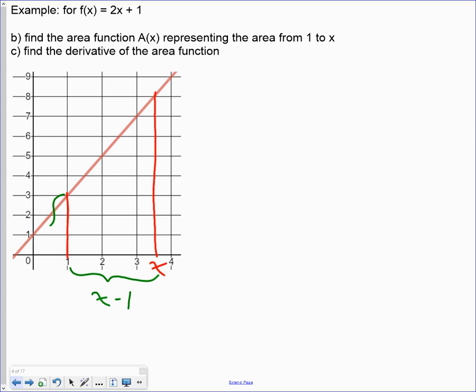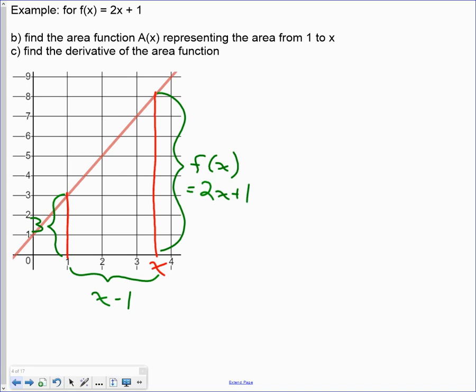Our height over here is the same as it always was. It's going to be 3, because that's not going to change. Our height over here is going to change as we change the value of x. So this is just going to be given by f at x. Now what is f at x? It's 2x plus 1.